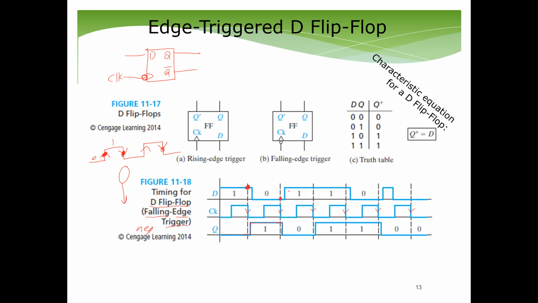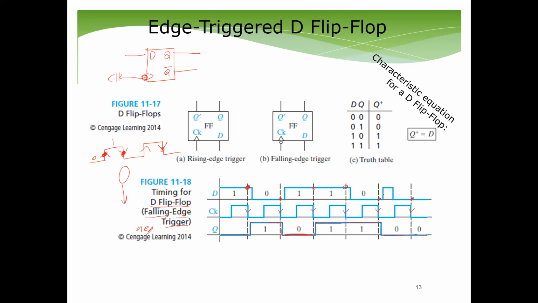Any changes in D will be ignored between these two negative edges. So for Q, I don't care what's happening in D. I will only check D at the negative edge. Here D is equal to 1, so Q will be 1, and it will ignore any changes until the next negative edge. Check the value of D, it's 1, so stay at 1. Next negative edge, D is equal to 0, I will go to 0. And I will stay until the next negative edge, D is equal to 0, so stay at 0.